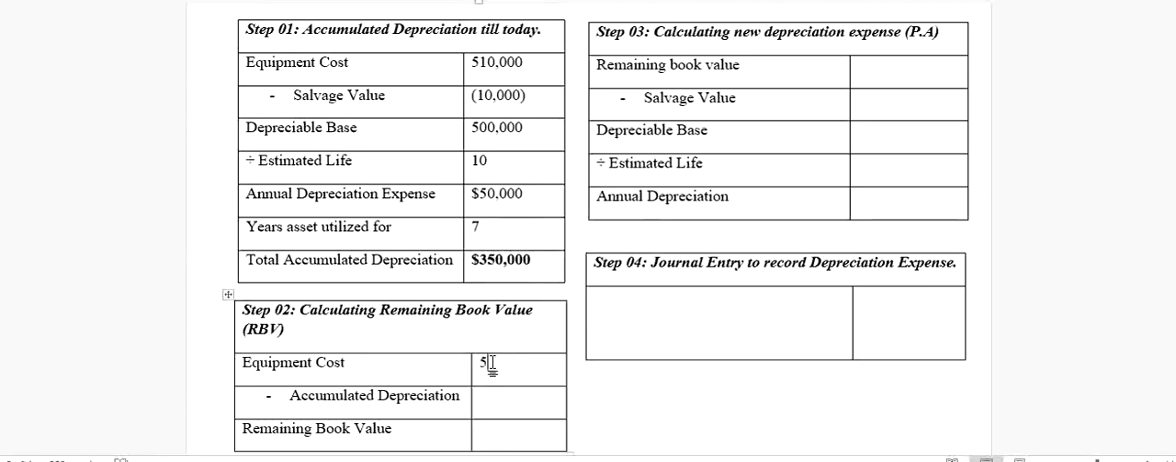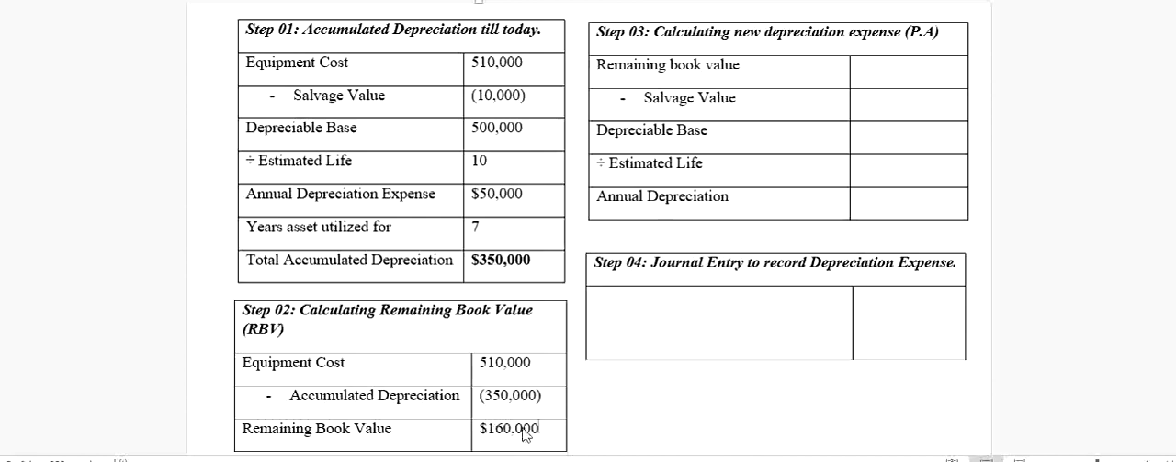We have just calculated the total amount of accumulated depreciation to be $350,000. So what was the cost of the asset? The cost of the asset was $510,000. Today is the end of the 7th year. What is the total amount of depreciation that has been recorded? The total amount of depreciation is called accumulated depreciation, and it is recorded as $350,000. So we subtract this amount from $510,000 and we get a remainder of $160,000.